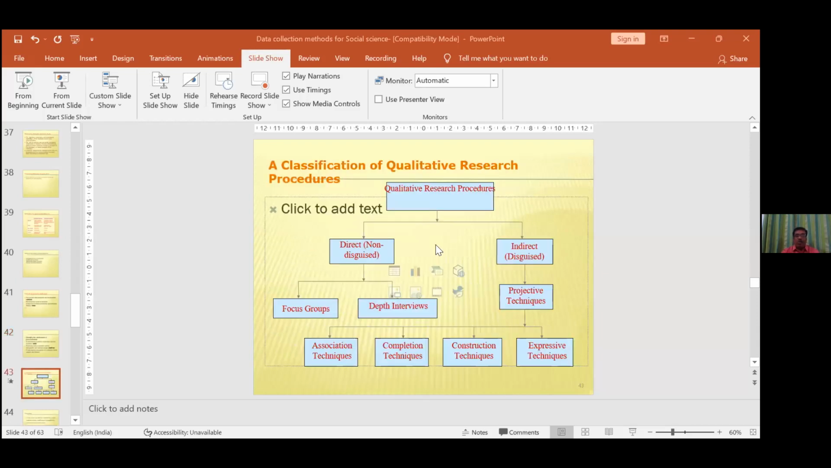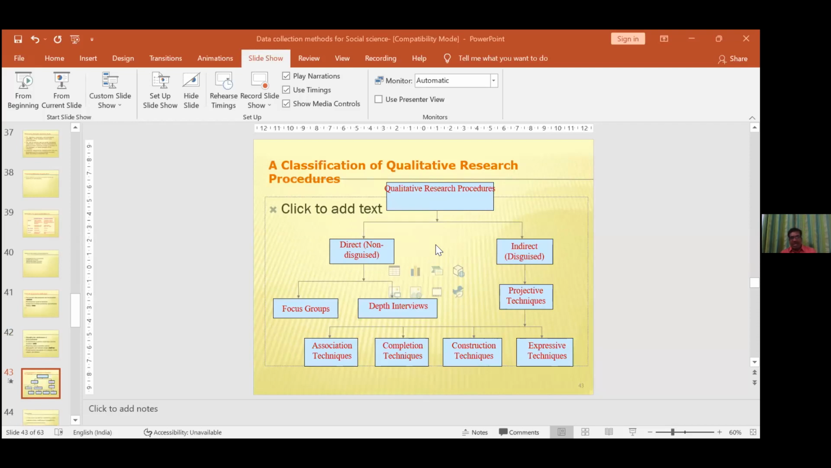Okay, let's take qualitative research. You can collect the qualitative data through two different methods. One is direct, non-disguised. Another one is indirect, disguised.